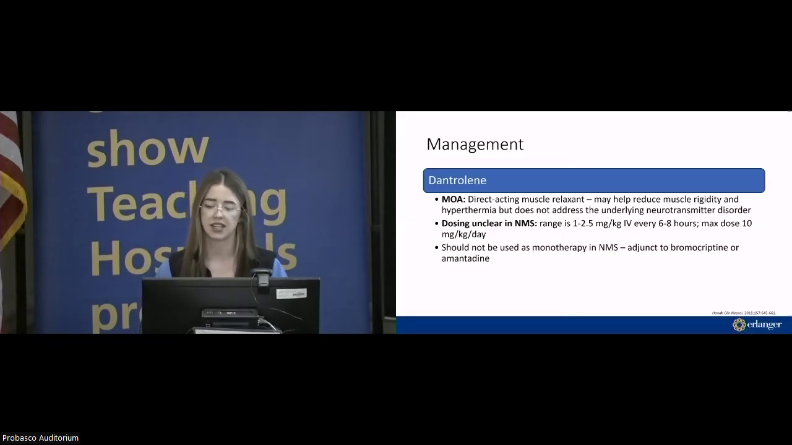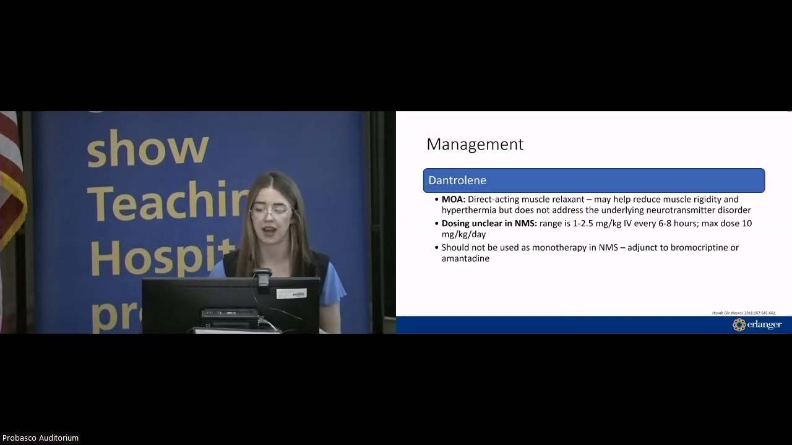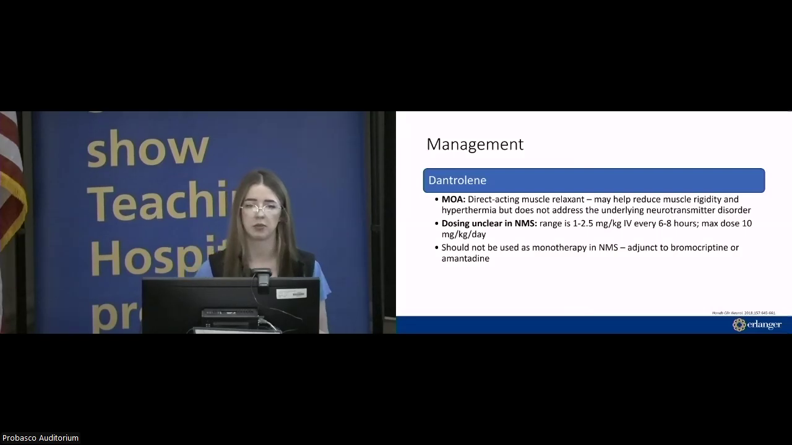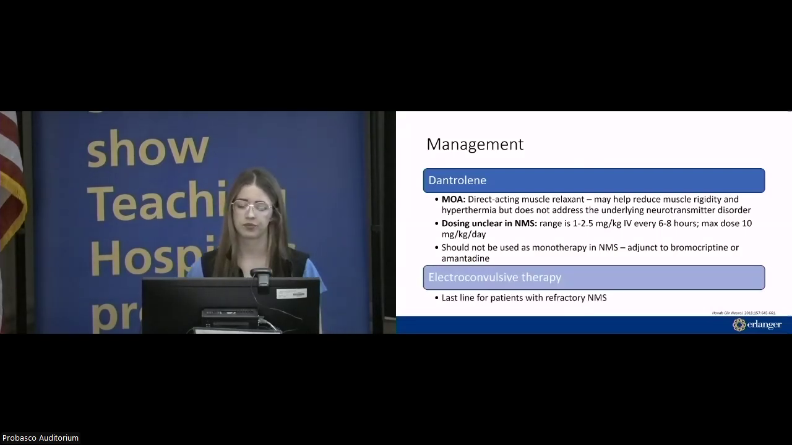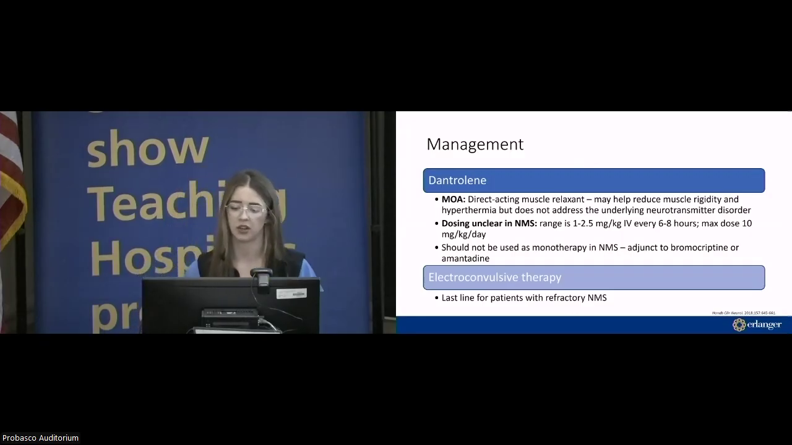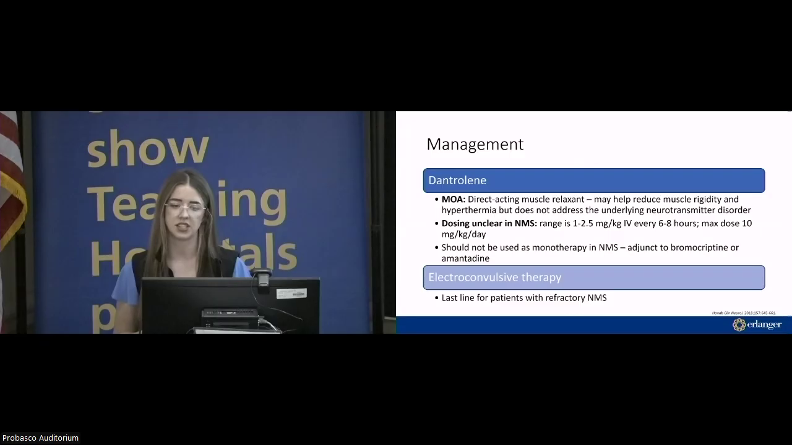Dosing in NMS is less clearly defined. Reported regimens range from 1 to 2.5 mg per kg every 6 to 8 hours, up to a maximum dose of 10 mg per kg per day, with no clear indication for bolus dosing like we see in malignant hyperthermia. In refractory NMS, electroconvulsive therapy is a last line option, which has been associated with clinical improvement when pharmacologic therapy alone is insufficient.